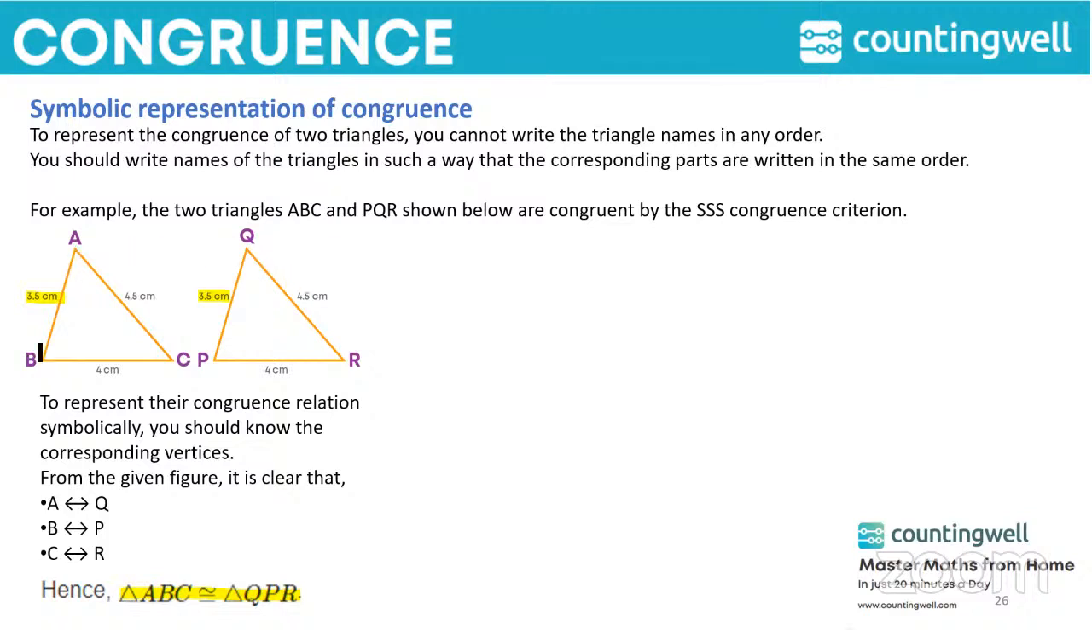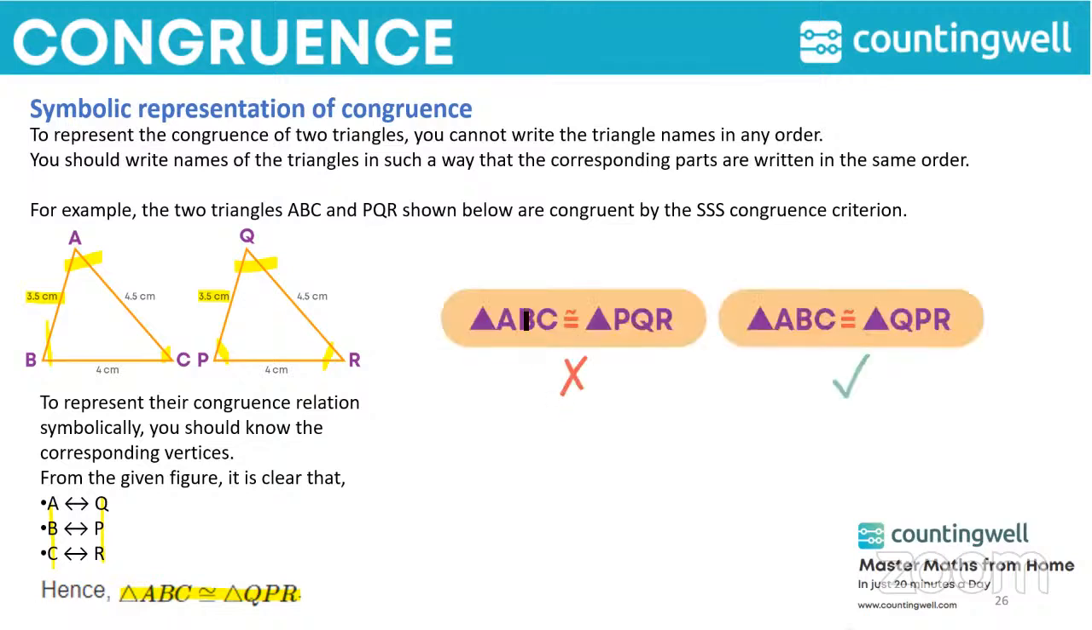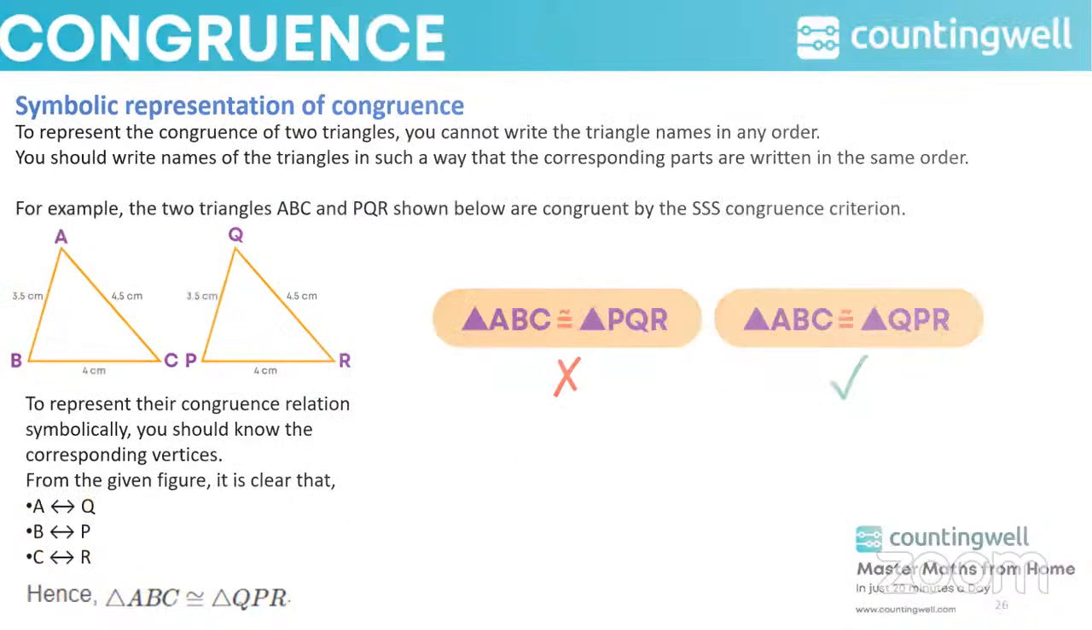As you can see, AB is congruent to PQ, AC is congruent to QR, and BC is congruent to PR. Now note the corresponding vertices. A corresponds to Q, B corresponds to P, and C corresponds to R. So while naming, you have to name it as triangle ABC is congruent to triangle QPR. So this is the correct way of representing the congruence of two triangles.